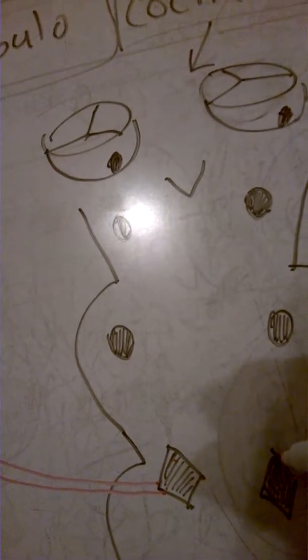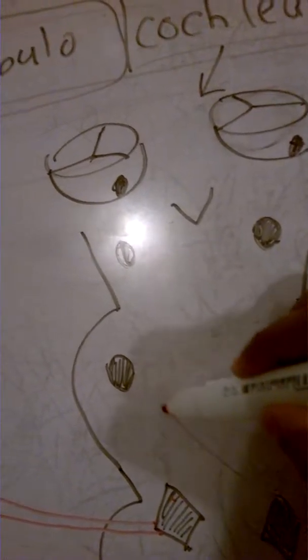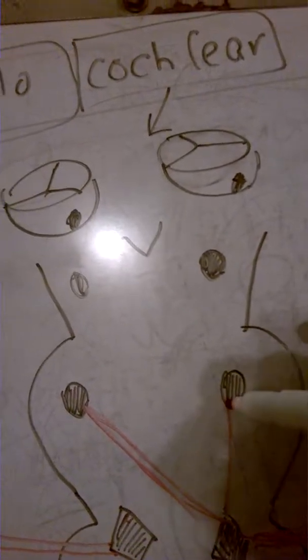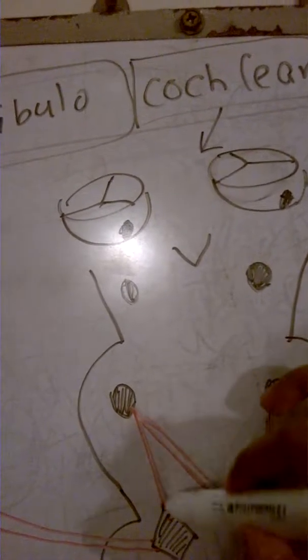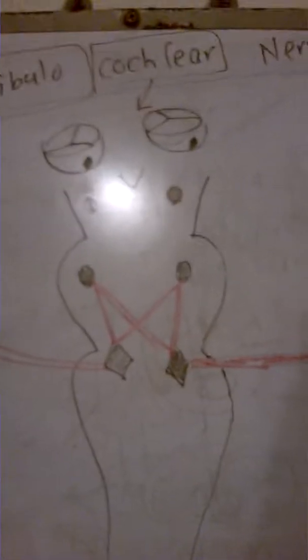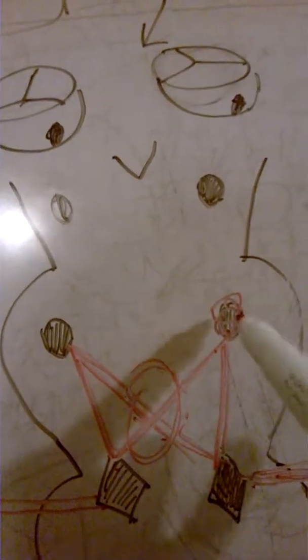From here the fibers start mingling. So they go like this, over here and over here, and towards the other side as well. Now this thing is called a trapezoid body. And remember, the fibers are actually mingling. So at this point, what is this, by the way? This is the superior olivary nucleus, or SON.